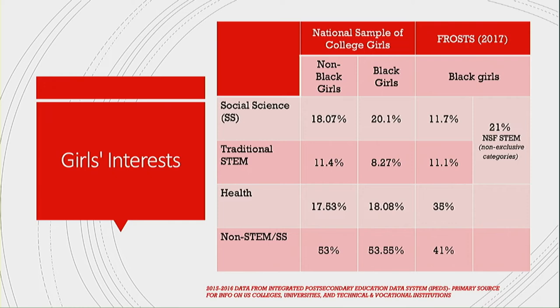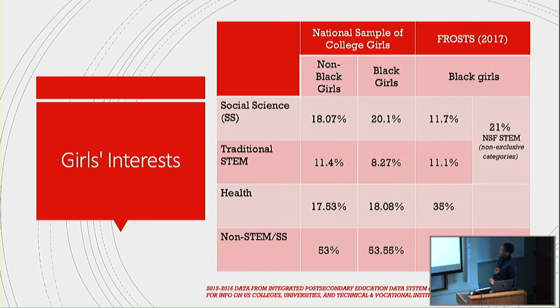Over here with our data set, our Black girls, if you look, the first two, social science and traditional, we're going to be combining for our definition of STEM, so we have about 21%. And if you see, those two don't quite add up. It's because those categories were not exclusive, meaning that someone could click more than one box. So we had about 10% of our sample that did that. We have about 35% of the Black girls in our sample that were interested in both health and medicine. And then for non-STEM, across the bottom, it's about 41%.